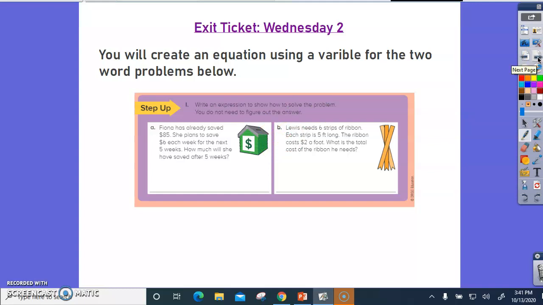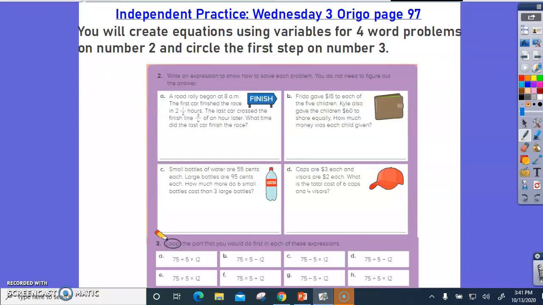And then once you get finished with the exit ticket and I say you're good to go, here's your independent practice. It is on Orgo. It is page 97. You will create equations using the variables for 4 word problems. Number 2, A through D. Then on number 3, it is A through H. You are going to circle the part that you would do first if you were to solve the equation. So you're going to go through your order of operations. And remember, if you need to go back to your notes, you can, but you're going to circle or loop the part that you would do first if you were to actually solve the problems.